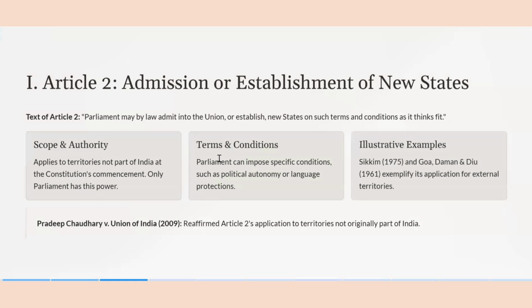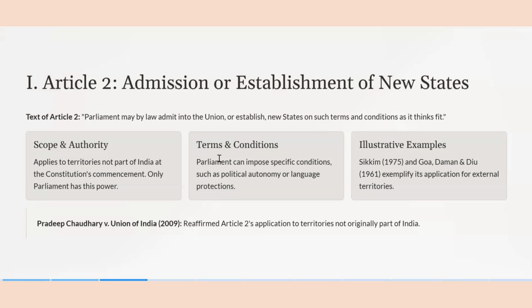Now, coming to Article 2, which deals with admission or establishment of a new state. Text of Article 2 says: Parliament may by law admit into the union or establish new states on such terms and conditions as it thinks fit. Meaning, thereby, Parliament is only having power to admit new states. No state government has that power.